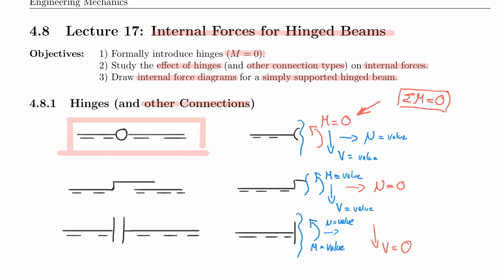And that will make it easy for us to look at these systems and immediately draw our line through that point, because physically it's impossible for a moment to be resisted there, to be created there. That is because of this hinge here, and that hinge really physically allows rotation, and if rotation is allowed, then the moment cannot be created. Therefore, it's equal to 0.